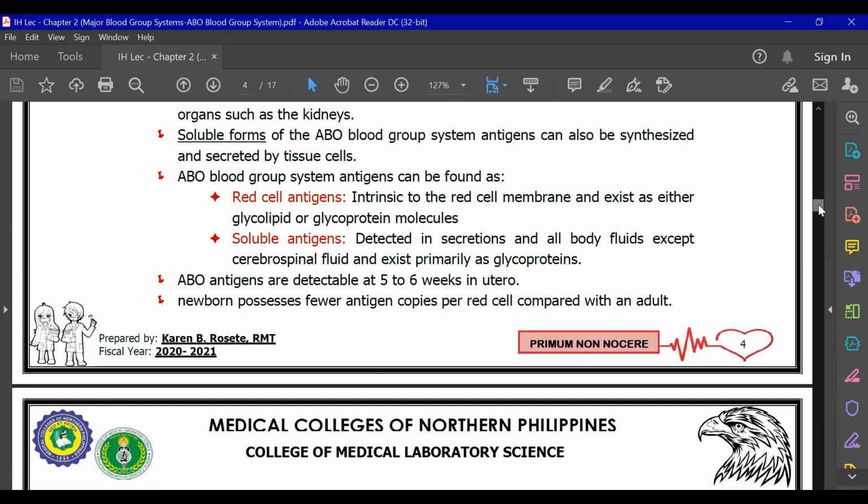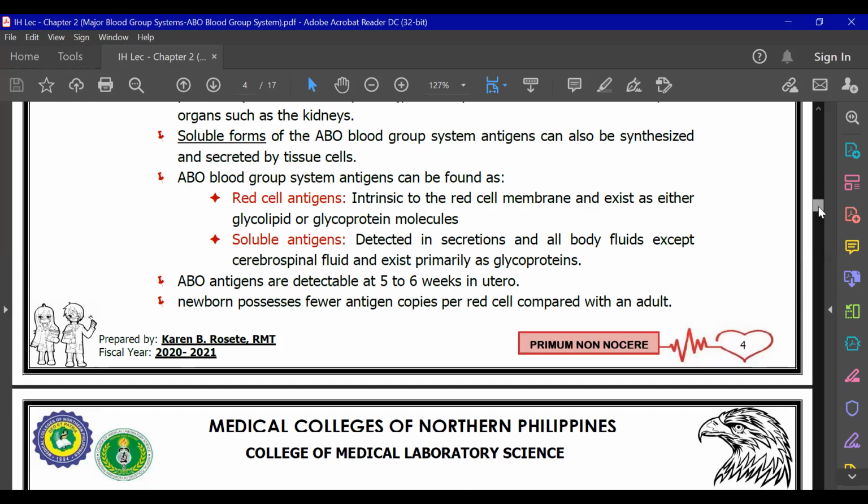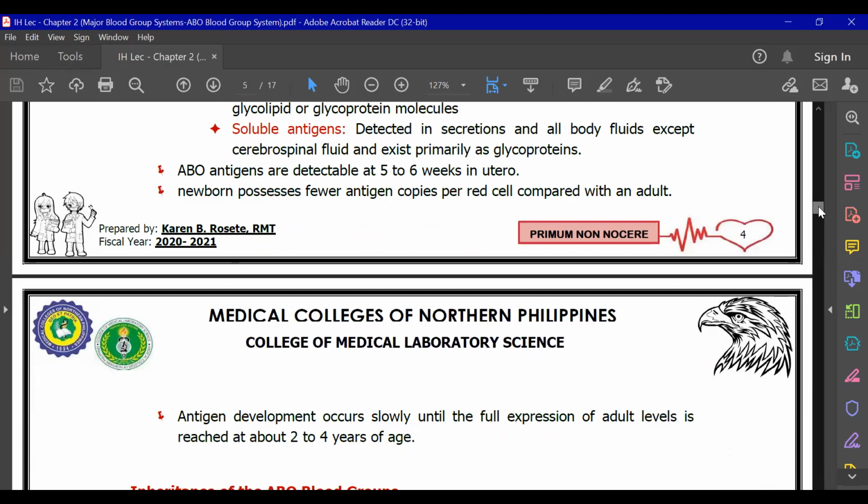Okay, so ABO antigens are detected 5 to 6 weeks in utero, and newborns have fewer antigens on the red cells compared with an adult, and this can cause a possible ABO phenotyping discrepancy. Kaya meron tayong mga weak reactions in the forward typing, specifically when the samples are obtained from newborns, because they have fewer antigenic sites on the red cells compared with an adult. So in forward typing, the red cells will demonstrate weaker reactions compared to adult red cells.